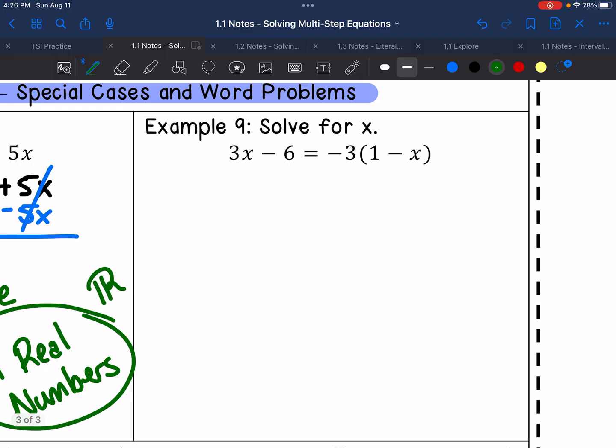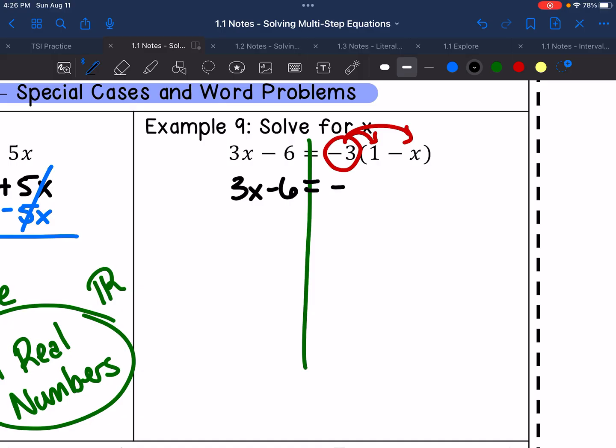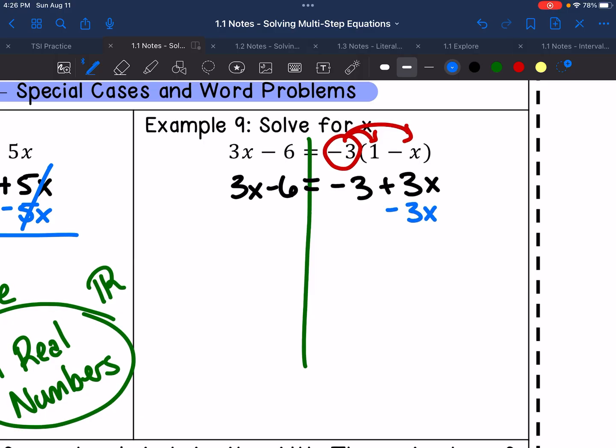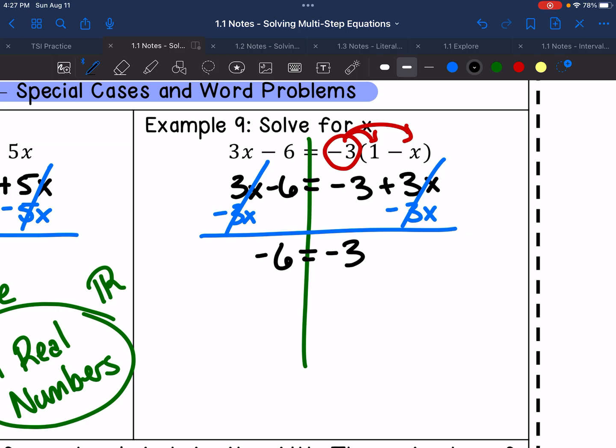All right, let's look at example 9. So in example 9, I can see on the right-hand side, I need to distribute this negative 3. So the left-hand side is still going to be 3x minus 6. The right-hand side is going to be negative 3 plus 3x. So once again, my sides are not exactly the same this time, but I can see my x's are the same. I've got a positive 3x on both sides. So when I go to move my x, they're still going to cancel out on each side. And this time it leaves me with negative 6 equals negative 3. Okay, so once again, x canceled out on both sides.